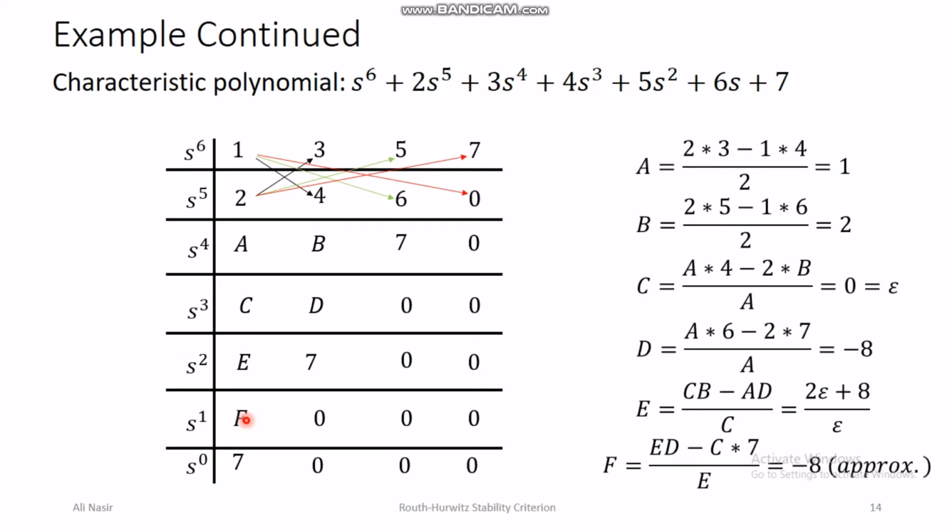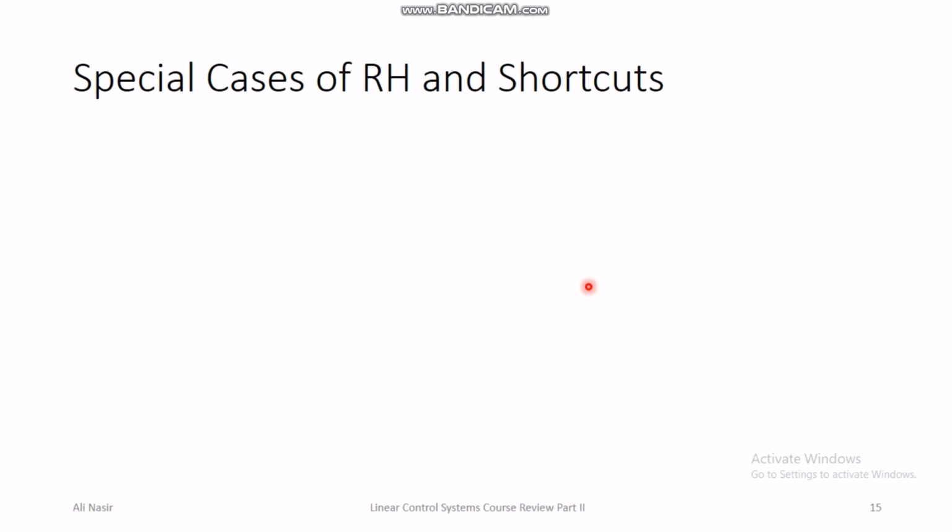Because epsilon is negative and also E is negative, the product of two negative numbers is positive, and a positive number divided by a negative number is negative. So you would still have the same conclusion that 4 poles are in the left half plane and 2 poles are in the right half plane. I have been going through it very quickly. You can take your time and think about it in depth, and if you still have any questions, you can ask me in the comments.